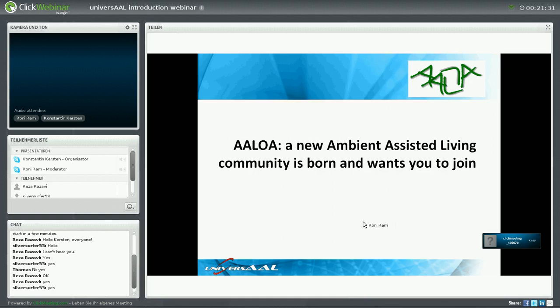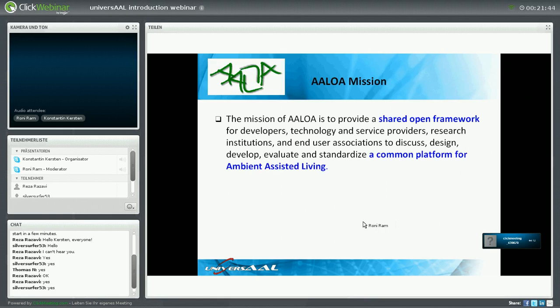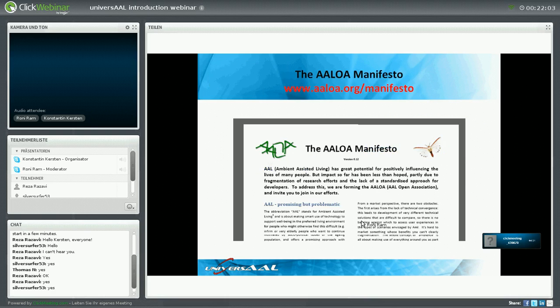This organization must be independent of other organizations, such as companies and public or private bodies. So ALOA is a new AAL community that wants to join and be part of it. The mission of ALOA is to provide a shared open framework for developers, technology, service providers, research institutions, and end-user associations to discuss, design, develop, evaluate, and standardize a common platform for ambient-assisted living. The ALOA manifesto is available in this link in the ALOA website.